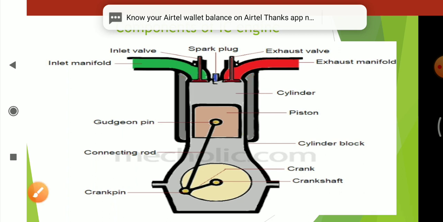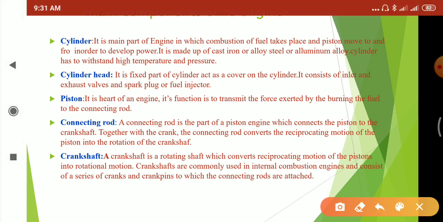And the second is the cylinder head. It is a fixed part of the cylinder, and acts as a cover on the cylinder. It consists of inlet and exhaust valves and a spark plug, or a fuel injector in a diesel engine. It acts as a cover on the engine cylinder. It consists of two valves, the inlet valve and exhaust valve, and a spark plug in a petrol engine or fuel injector in a diesel engine. This is the cylinder head.